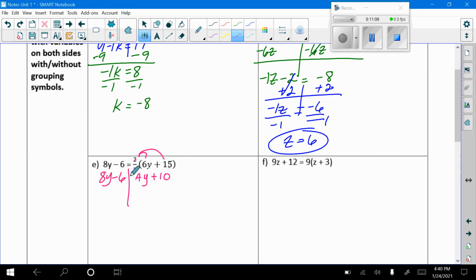Now, I have my equal sign here. Move my variables to the left. So take away 4y, take away 4y. I end up with 4y minus 6 equals 10. The two-step equation, or remove your constants over. So add 6, add 6. 4y is equal to 16, and divide by 4.